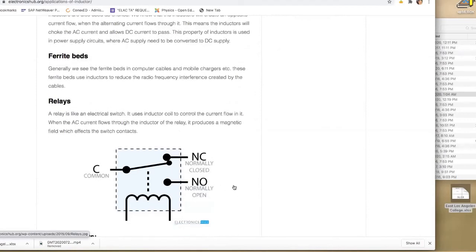relay. A relay is like an electrical switch. It uses an inductor coil to control the current flow in it. When the AC current flows through the inductor of the relay, it produces a magnetic field which affects the switch contact.